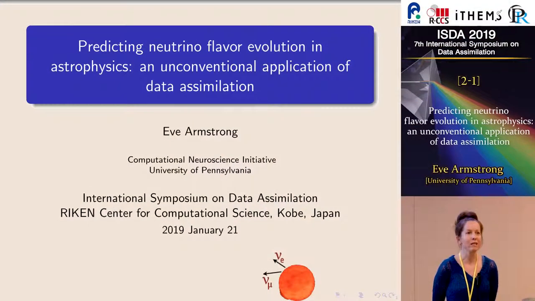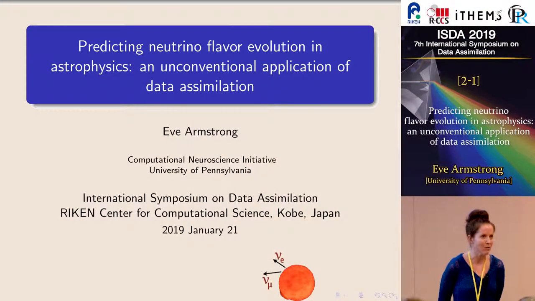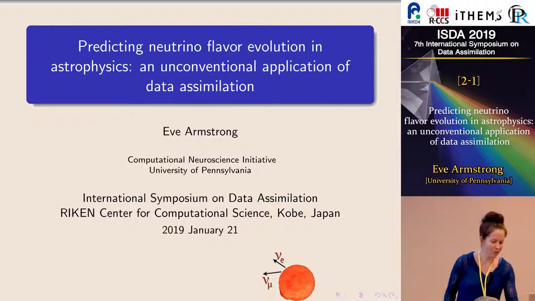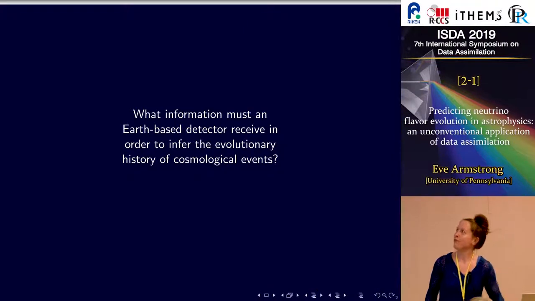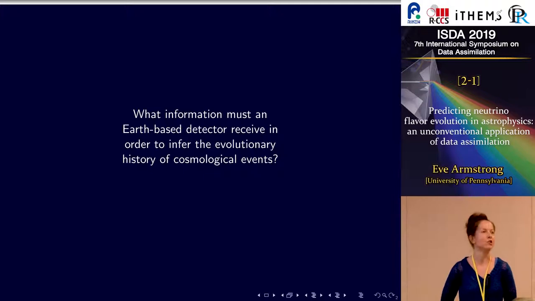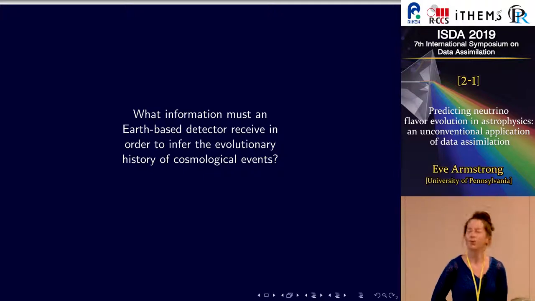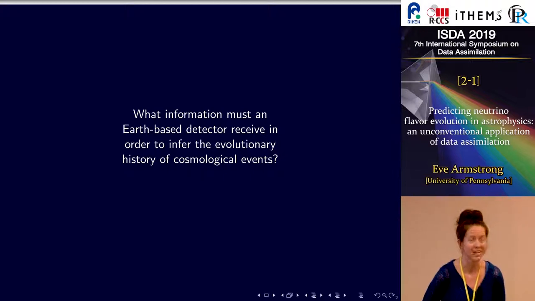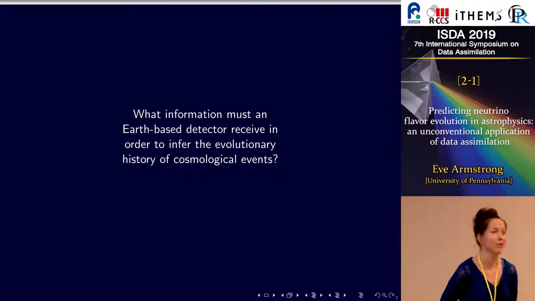So I'm going to talk today about an application of data assimilation to a kind of weather prediction problem, but in an arena that's much more exotic than those we're all used to. The question I'm going to ask today is, what information must an Earth-based detector receive in order to infer the evolutionary history of cosmological events? And I'm talking about a neutrino detector.